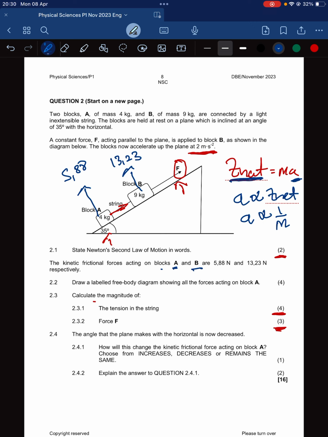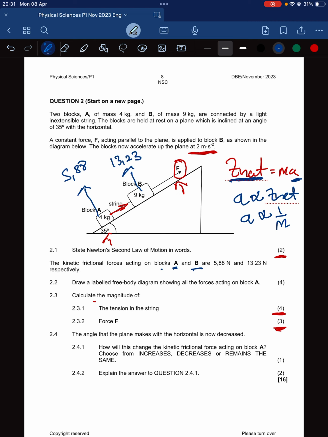You would just decrease this angle and calculate the normal force. If the normal force increases, it simply means that the kinetic friction is going to increase. If the normal force decreases, it simply means that the kinetic friction is going to decrease, because normal force is directly proportional to the kinetic friction. Okay, but when you decrease this angle here, the normal force is going to increase.